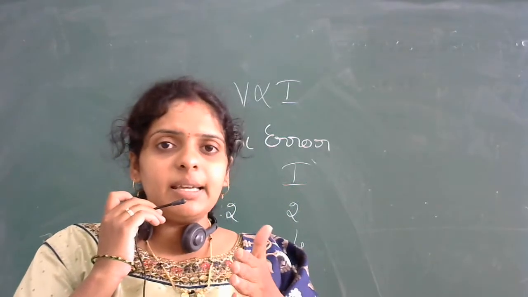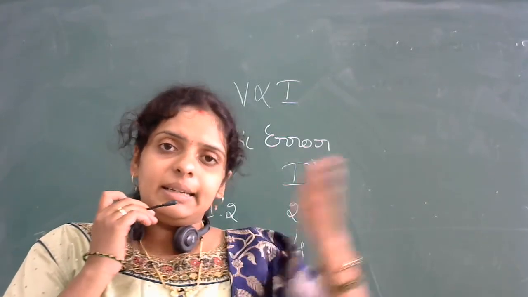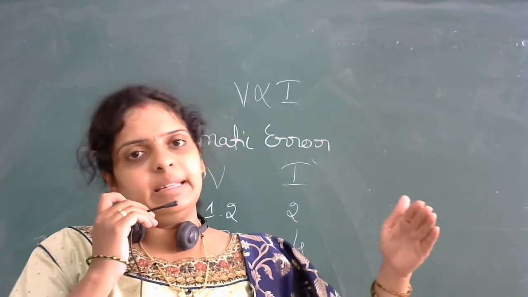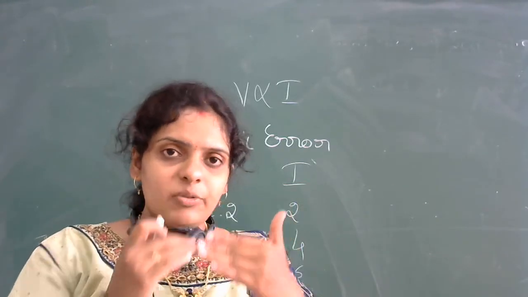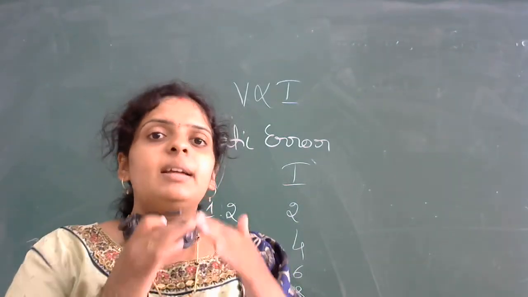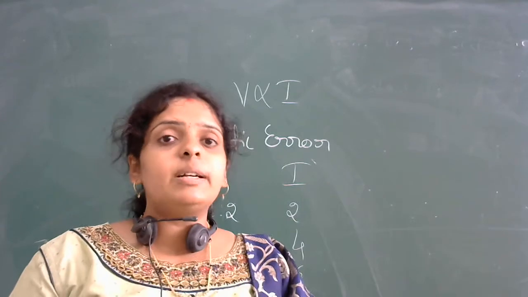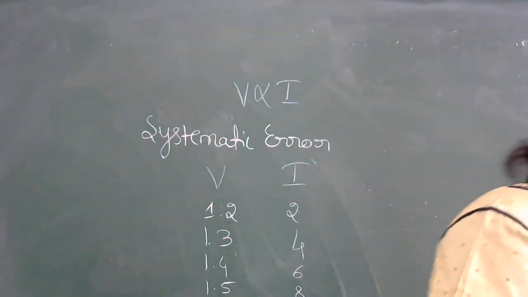If the error or the difference value is increasing, then till the end of the reading the values are increasing. Suppose the first value is 1.2, the second value is 1.1, the third value will be 1. Here what is happening? The error value goes on decreasing. Only the thing is, what do you mean by systematic error? You just remember the definition.